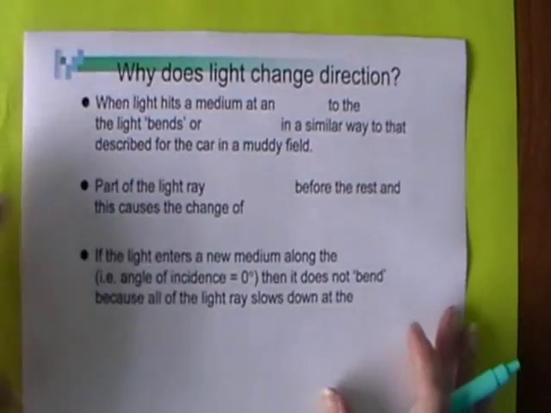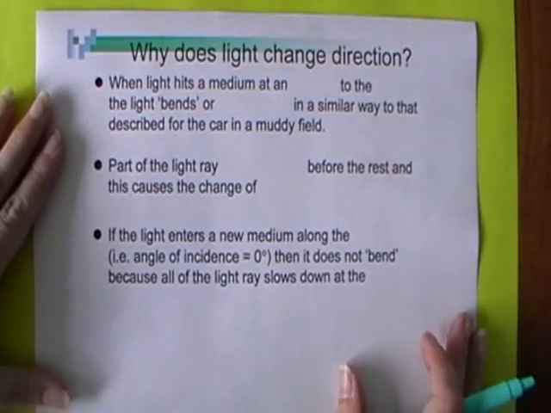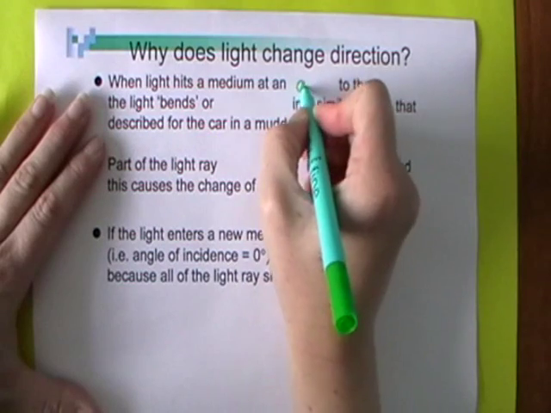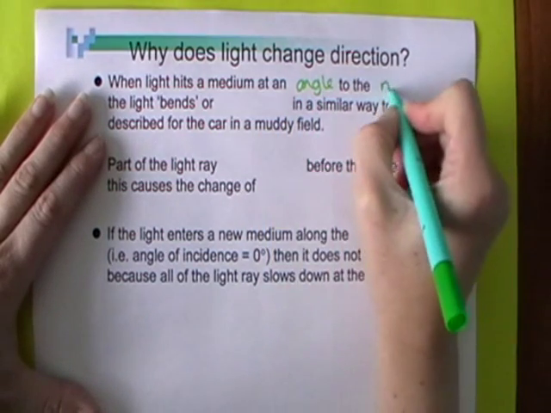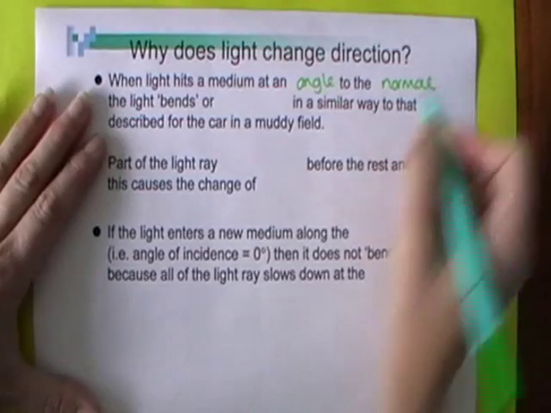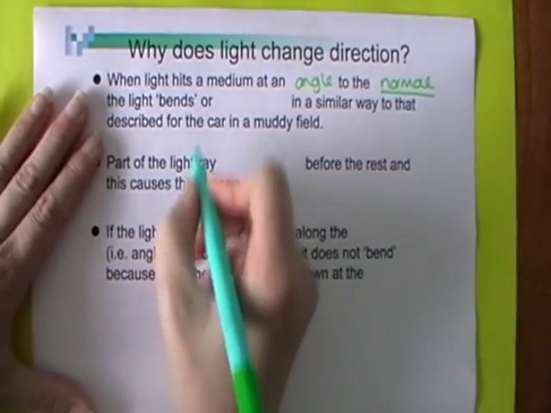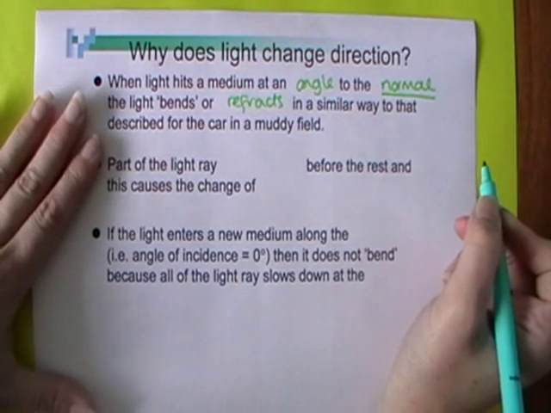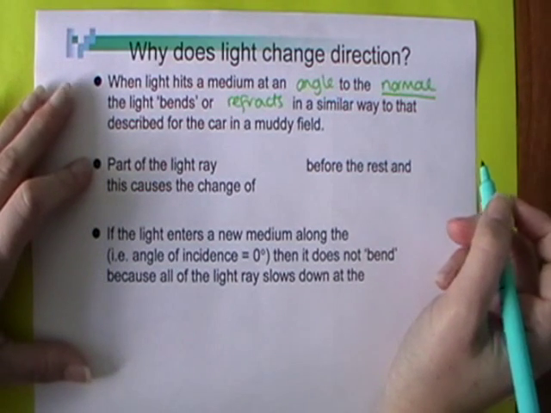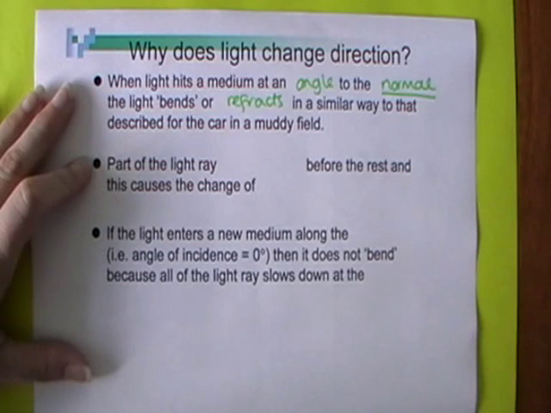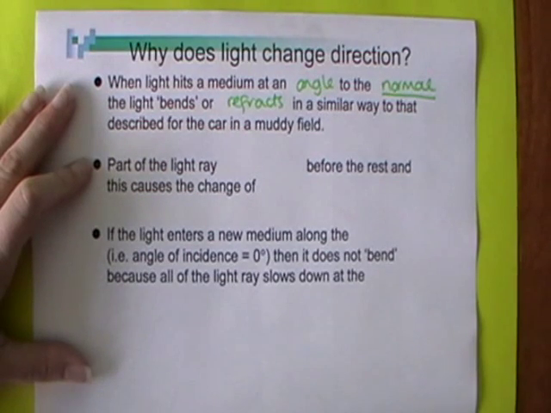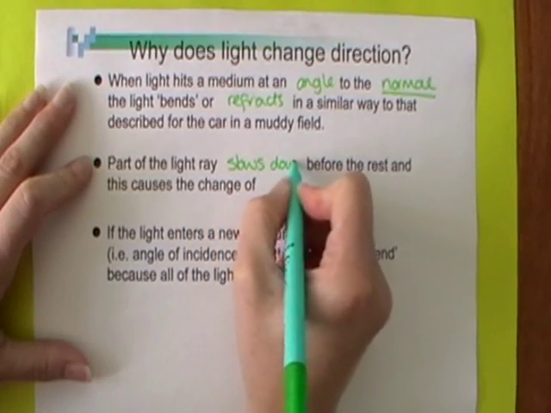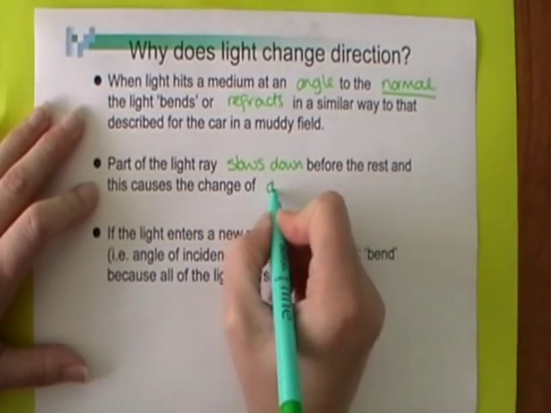Let's remind ourselves then why light changes direction. It's like the car. When light hits a medium at an angle to the normal, remember we're always referring to the normal, light bends or refracts in a similar way to that described for the car in a muddy field. Part of the light ray meets the surface before the rest and slows down before the rest. And this causes the change of direction.